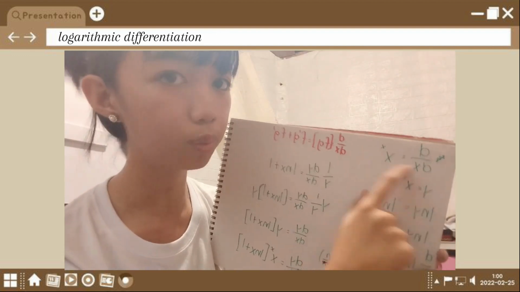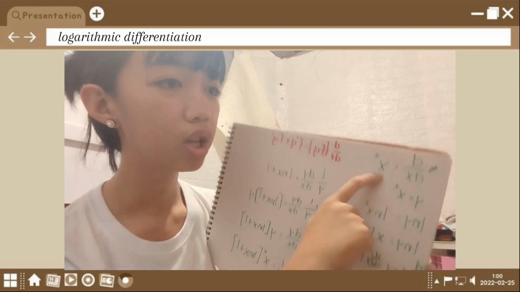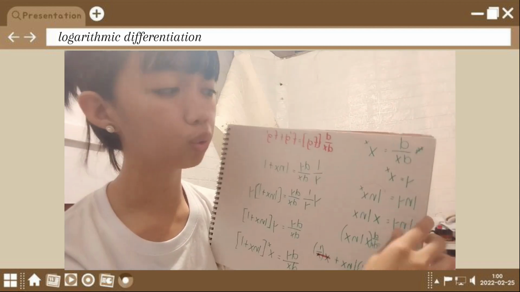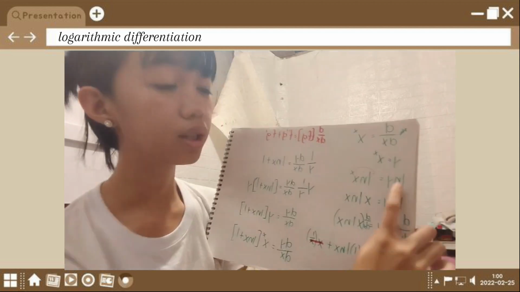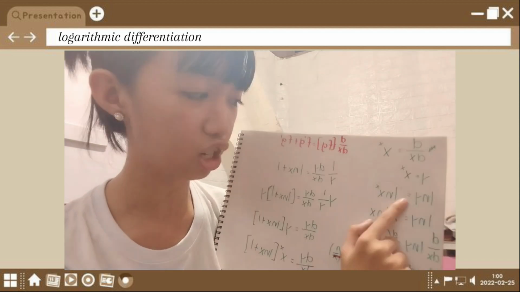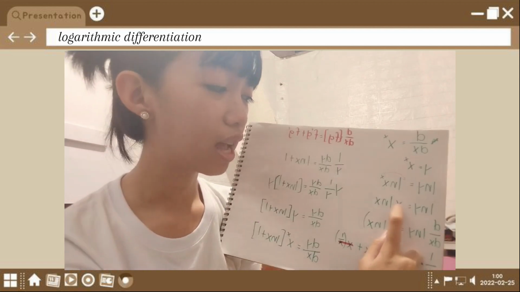Here's the example. Derivative of a variable raised to a variable with respect to x. How will we get the derivative of this problem using logarithmic differentiation? So we have y equals x raised to x. We will use the natural log to bring down this exponent. So we have natural log of y equals natural log of x raised to x. We will bring down the exponent, so we have natural log of y equals x natural log of x.